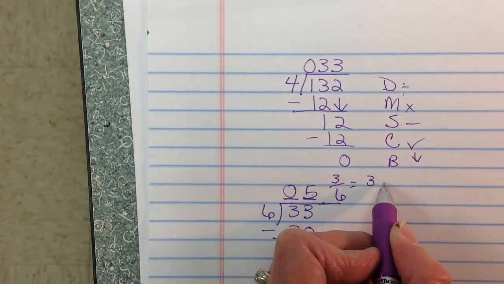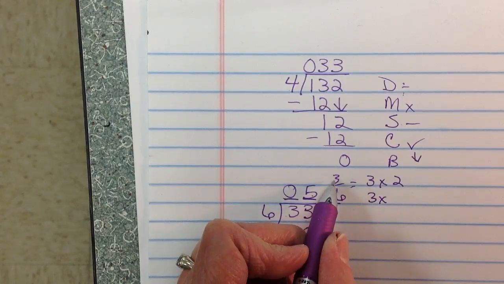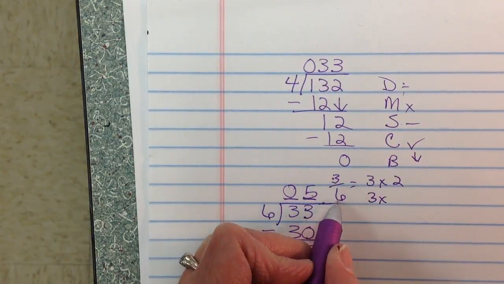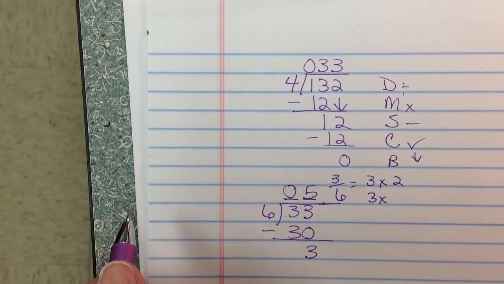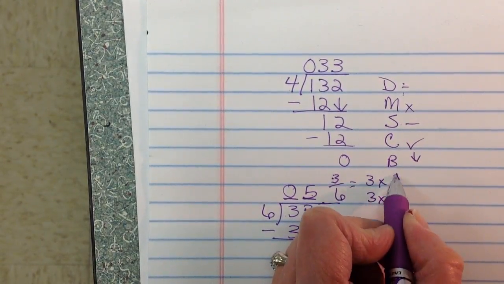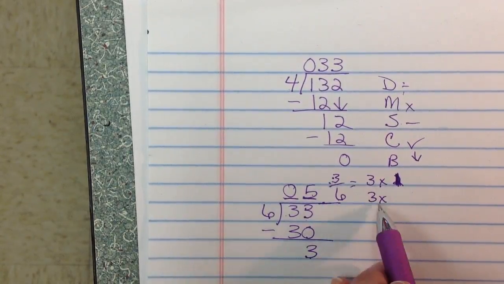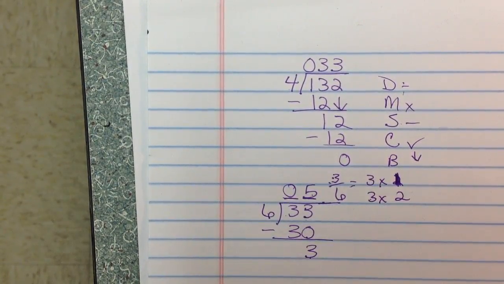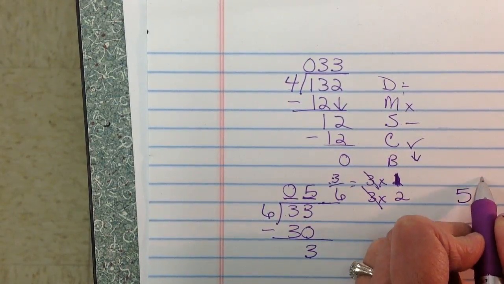Always look to see if you can simplify your fraction. You should know that if you multiply times 2, 3 times 2 is 6, that fraction is equal to 1/2. Y'all should know that by now. But if you don't, you can factor out your 3's. 3 times 1 is 3. 3 times 2 is 6. Factor out your 3's. So your answer is 5 1/2.